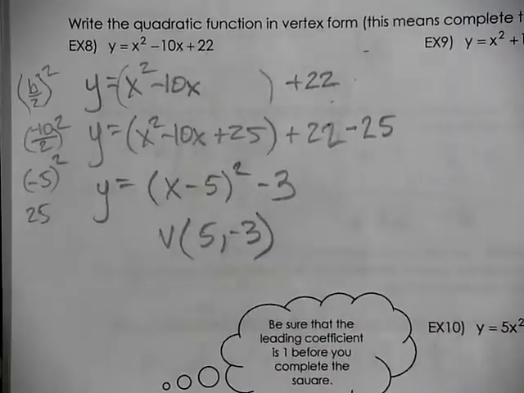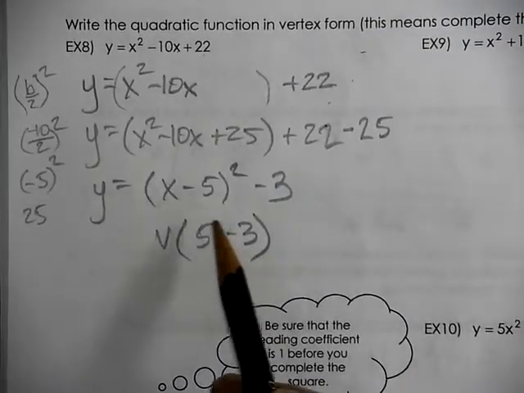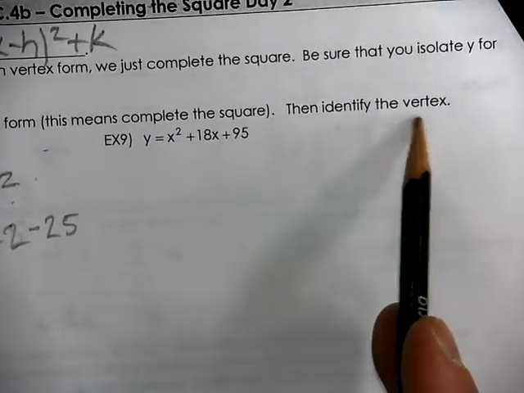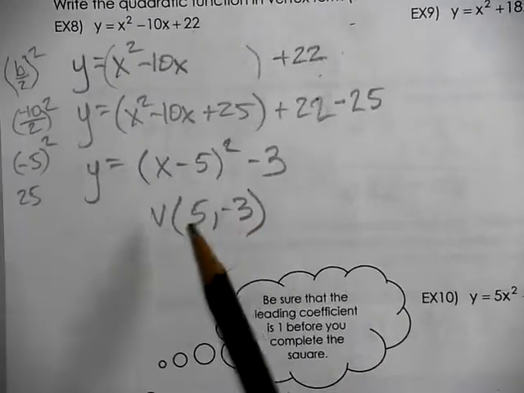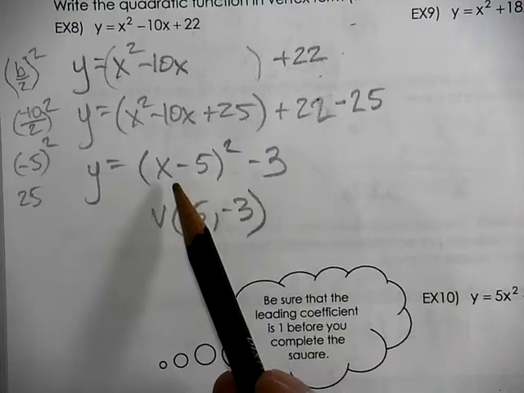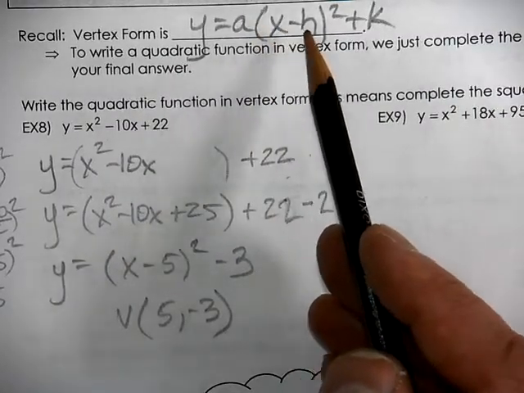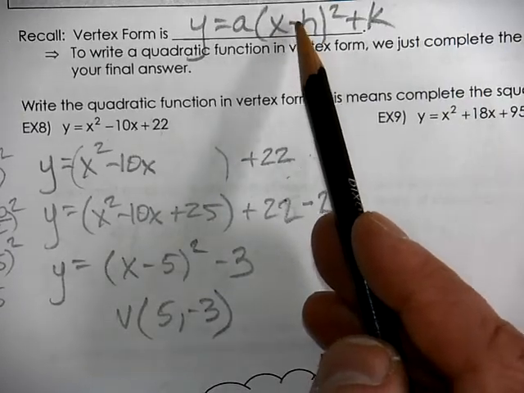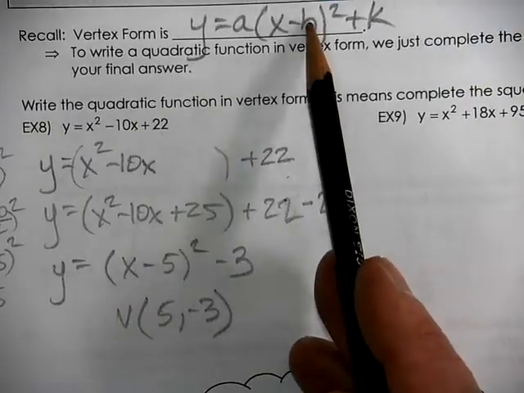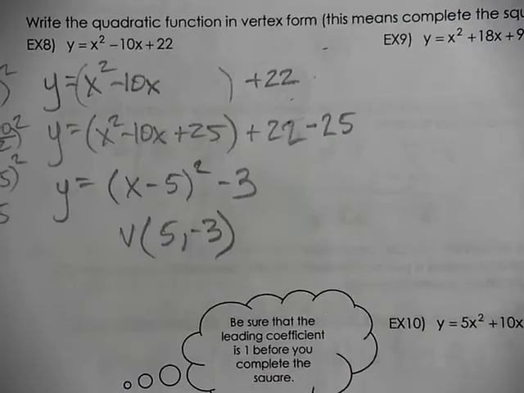So my vertex, notice that our vertex, which they're asking for up here, identify the vertex. The x value is always the opposite of what's inside your parentheses, as it's been all year. Because our equation here was x minus h, we have x minus 5, so h was a positive number. So that's why for our x, the vertex is a positive number.